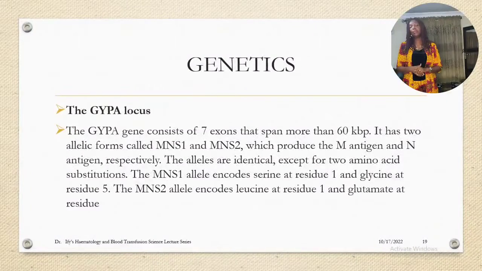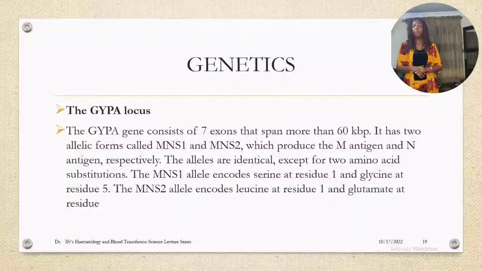The GYPA locus. The GYPA gene consists of 7 exons that span more than 60 kilobases. It has 2 allelic forms called MNS1 and MNS2, which produce the M antigen and N antigen respectively. The alleles are identical except for 2 amino acid substitutions. The MNS1 allele encodes serine at residue 1 and glycine at residue 5. The MNS2 allele encodes leucine at residue 1 and glutamate at residue 5.